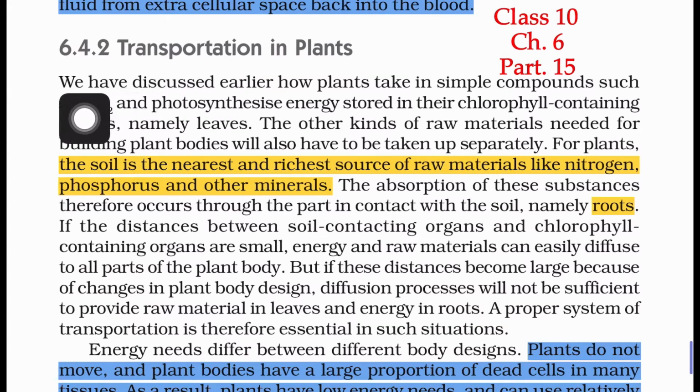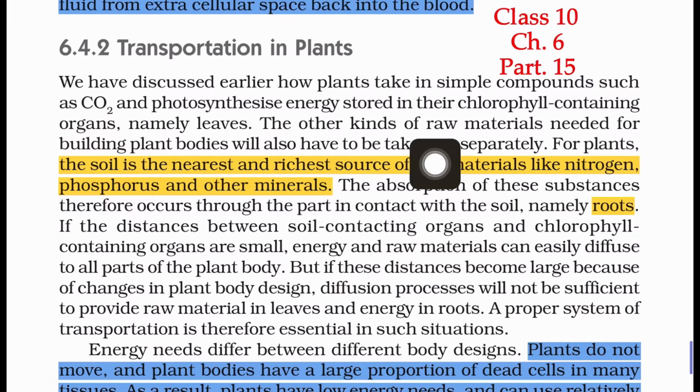So let's start. We have discussed earlier how plants take in simple compounds such as carbon dioxide and photosynthesize energy stored in their chlorophyll containing organs, namely leaves. So already we know that the leaves can synthesize energy with the help of carbon dioxide, chlorophyll, sunlight and water.